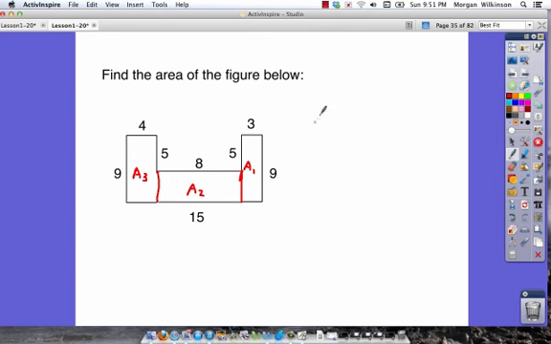To find the area of the entire figure, we'll add A1, A2, and A3 to find out what we get. Now the area of a rectangle is length times width. So we're going to get 9 times 3. So A1 is equal to 9 times 3, which is equal to 27.